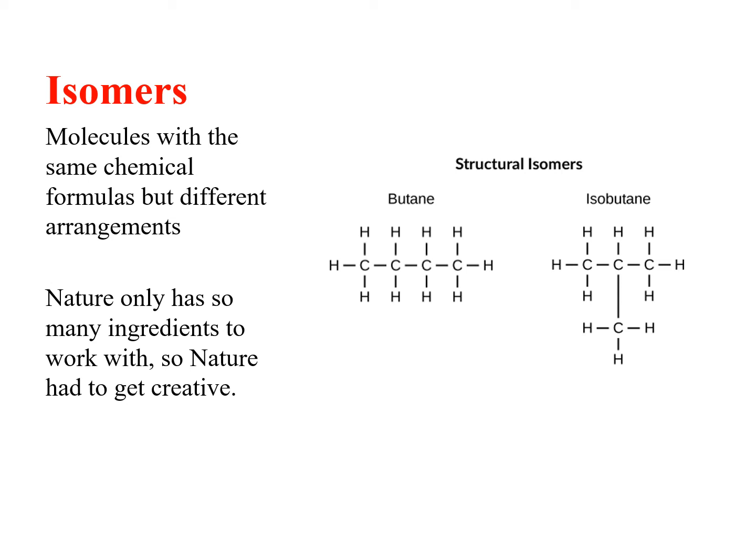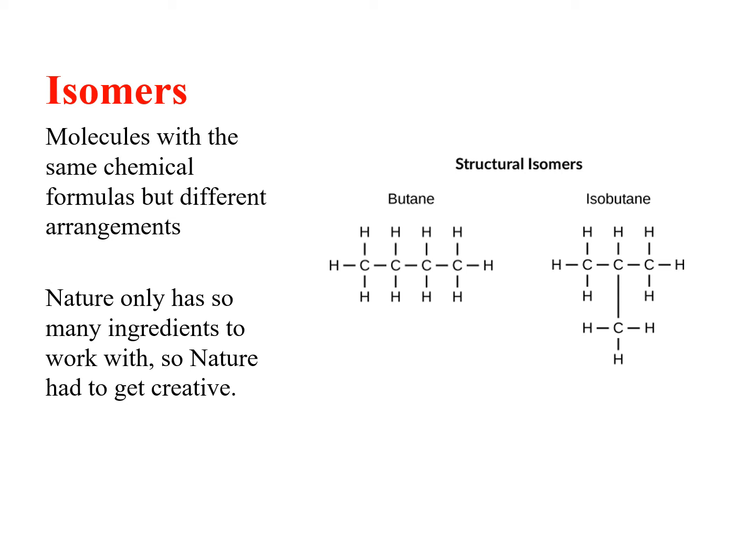So it's kind of like a bike. It has 2 wheels, the bike frame, the handles, but somebody could put it together very differently. It's still got the same parts, the same pieces, but if I put it together differently, it's going to work differently. So you're going to see several isomers throughout.